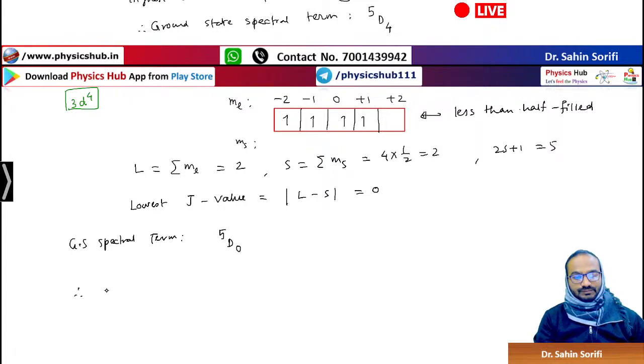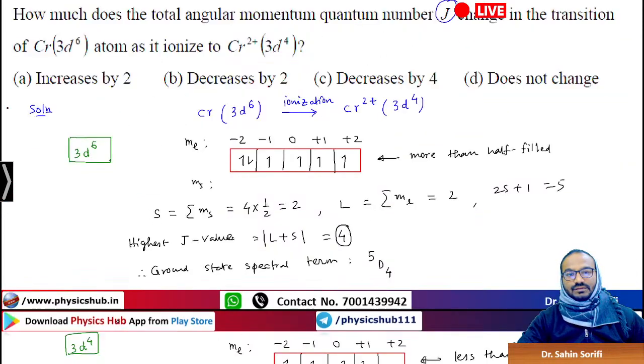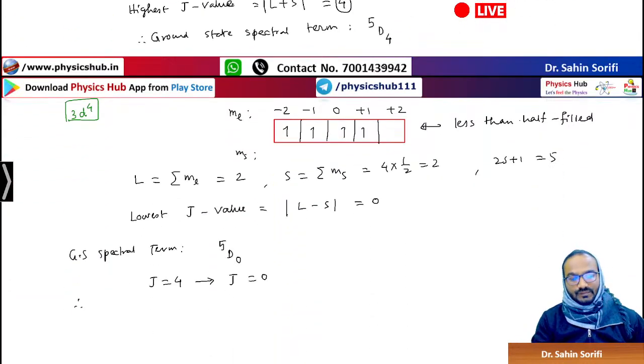Therefore the J value was 4 and it has decreased to J equals 0. So it decreases by 4. Option C. The J value decreases by 4 units.